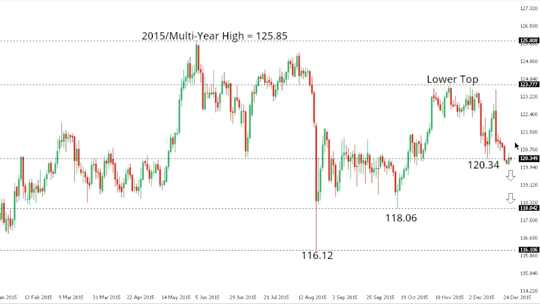At this point, any rally should be very well capped ahead of the 122 figure, with only a break back above 123.76 to compromise the newly adopted bearish outlook for dollar yen.